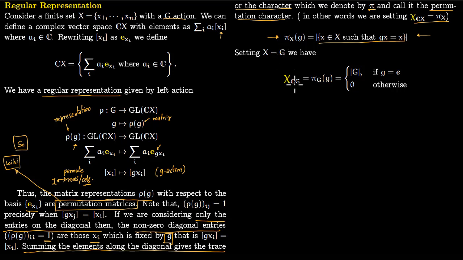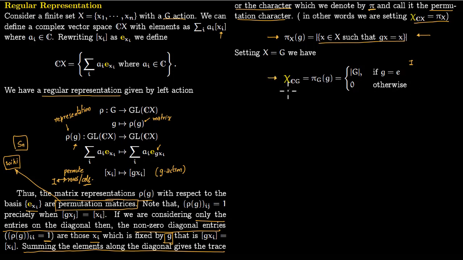So setting X equal to the group G, this X can be just the group G, because G acts on itself. So you get pi of G is just the order of G if G is E, because you just have the identity matrix here, because everything is fixed. And notice that it is 0 otherwise, because any other element will permute; the only element which fixes everything is the identity. So any other thing is going to permute, so you get 0 otherwise.